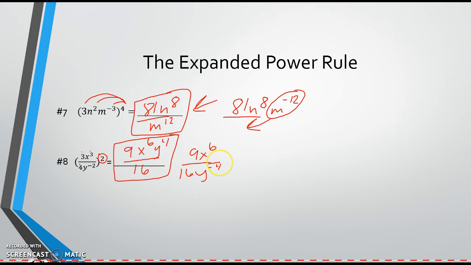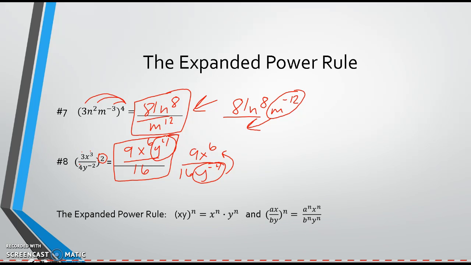but that's a negative exponent. If I want this to be a positive exponent, I'm going to have to move that whole term up on top. And that's how I would get the y to the fourth on top. And it's 9x to the 6th, y to the fourth, over 16.